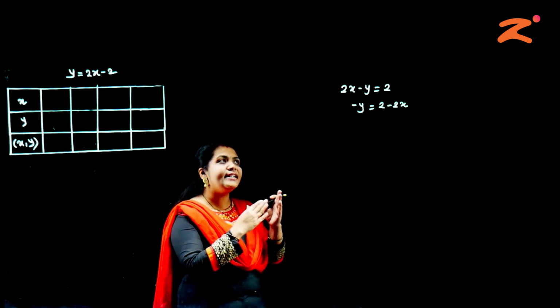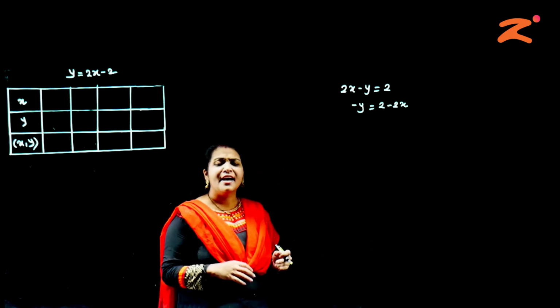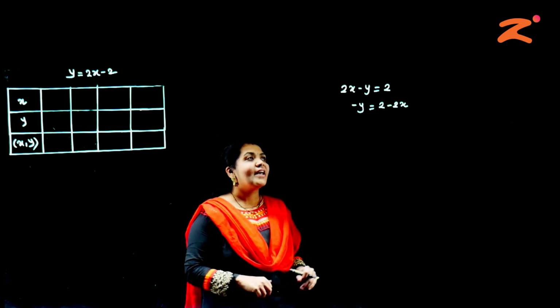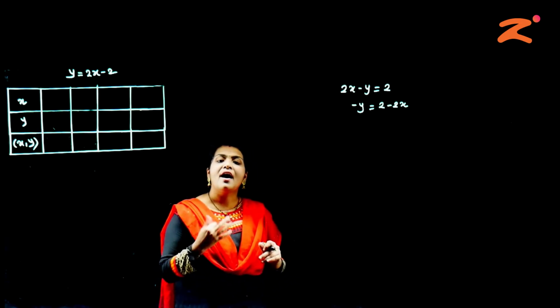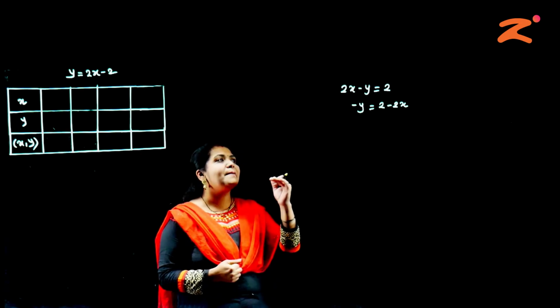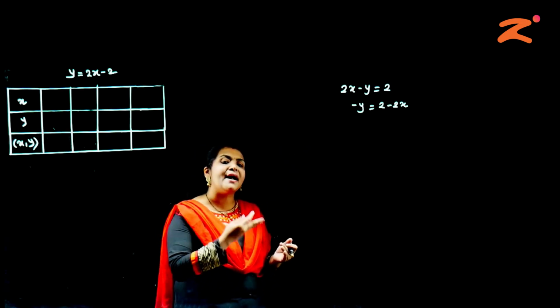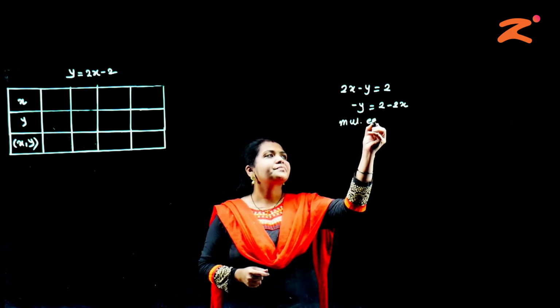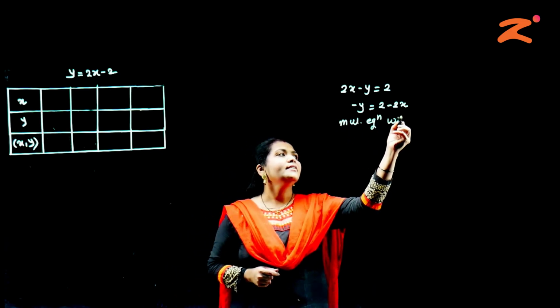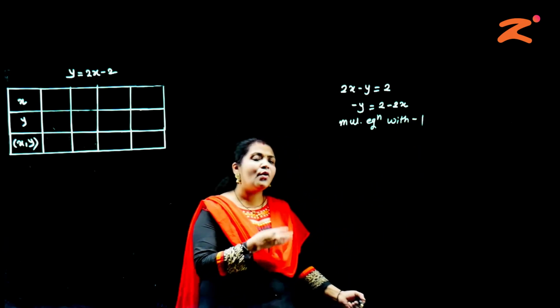Now here, on both sides, we can see y is negative, and we don't like minus terms. आपल्याला मायनस टर्म बघितलं की घाबरायला होतं किंवा गोंधळायला होतं. How can we get rid of this minus? By multiplying this equation by minus 1. So let us multiply this equation by minus 1. What will you get?